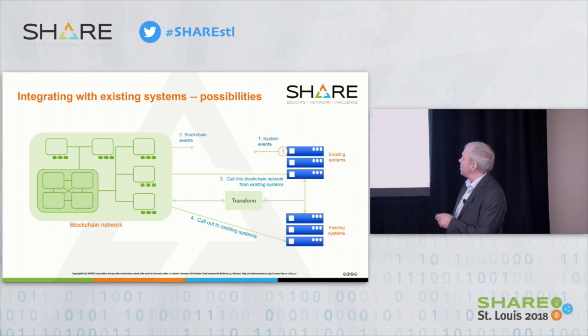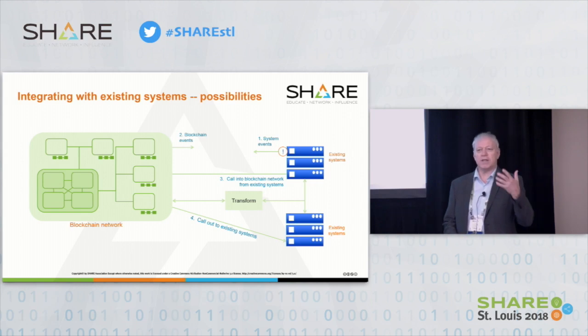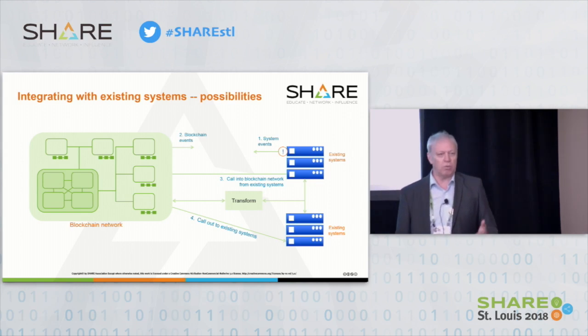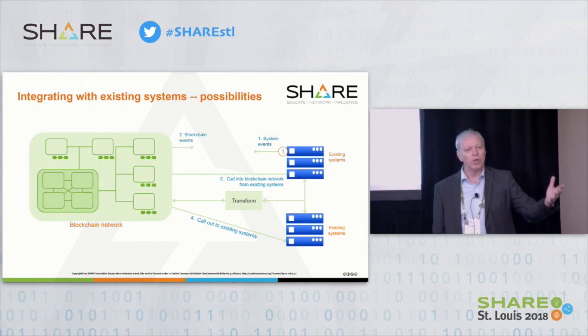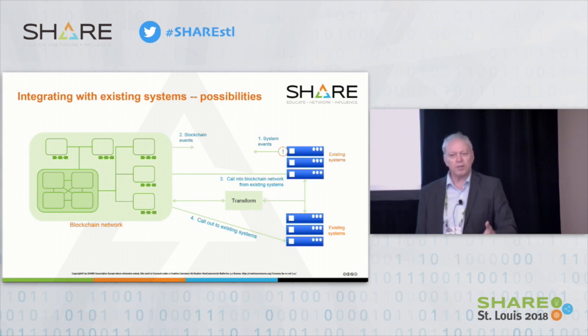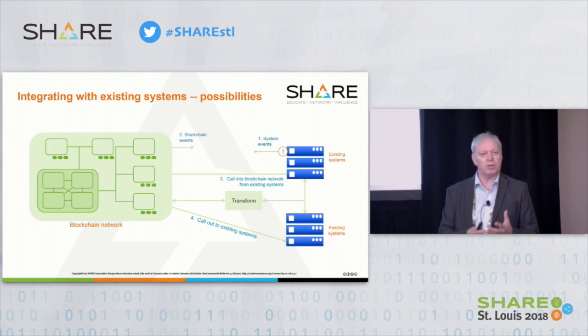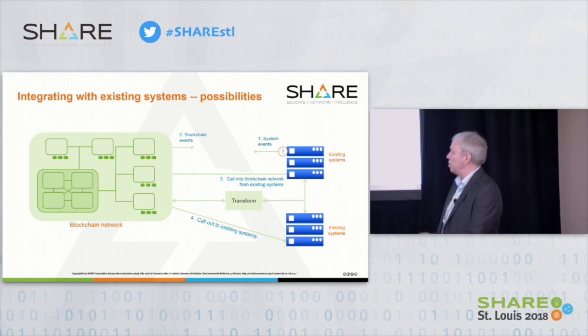Now, integrating with existing systems, the possibilities here are bidirectional. So basically, I have a system with events. I have an event on my system, and then I interface with the blockchain. Or I have an event on the blockchain and interface with my system. I can call into the blockchain network from existing systems. That's basically thinking of a transaction. If you're executing a financial transaction or a shipping transaction, you want to record that. After the shipping transaction is successful, you want to record that. And then you interface with the blockchain to record the information, what was done and how it was done.